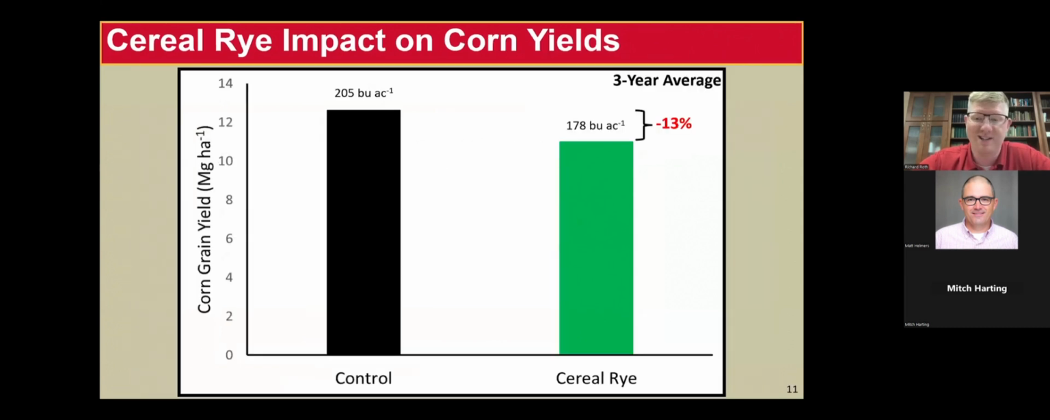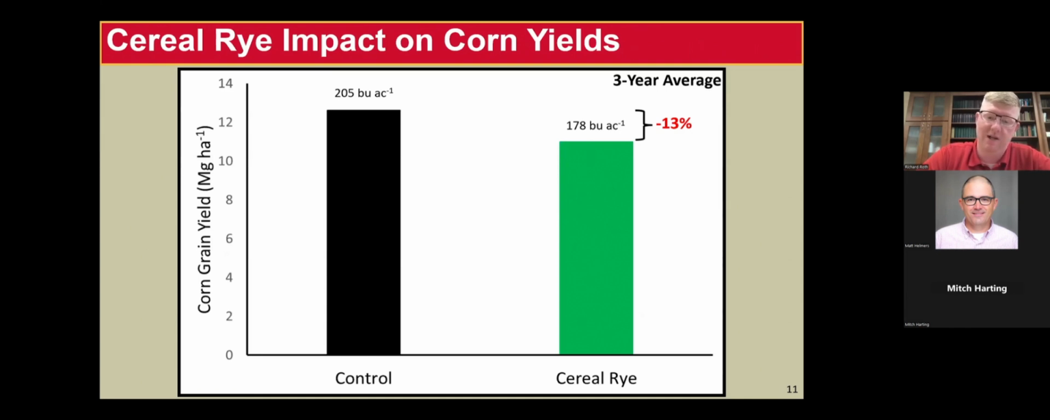Corn is a totally different story. So corn, this isn't what we want to see with corn, but unfortunately it does happen quite a bit. We saw about a 13% reduction in corn yield on average when we followed cereal rye. Again, that's not going to happen everywhere. It's not going to happen every year, but it is quite common across the Midwest. So we saw this data and we thought to ourselves, what is happening, right? We need to dig into it and understand what's going on.